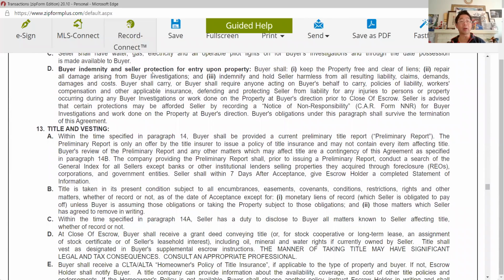Buyer indemnity, seller protection for entry upon the property. Now, buyers should keep the property free and clean and repair all damage arising from the buyer's investigation. And indemnify and hold the seller harmless from all resulting liability, claims and demands. Buyers should require anyone acting on the buyer's behalf to carry liability policy and workers' compensation.